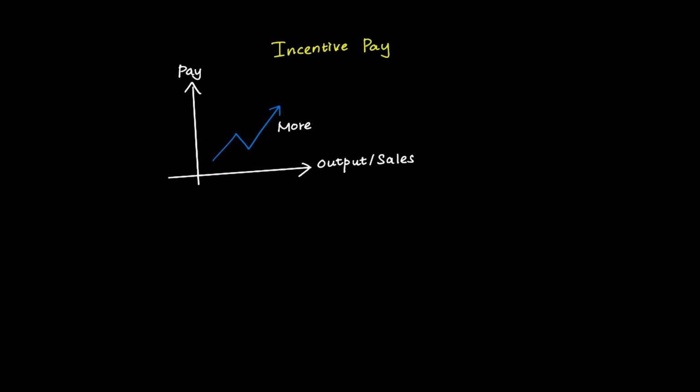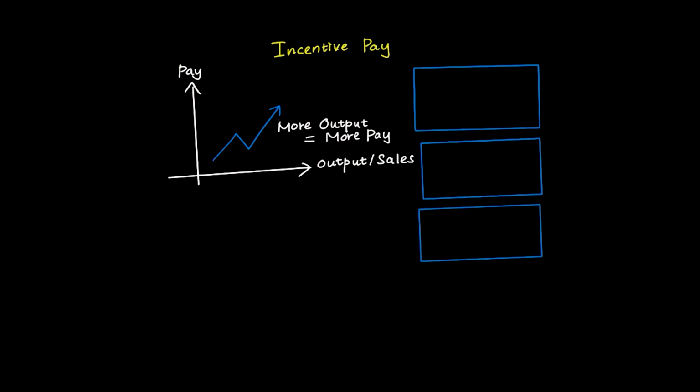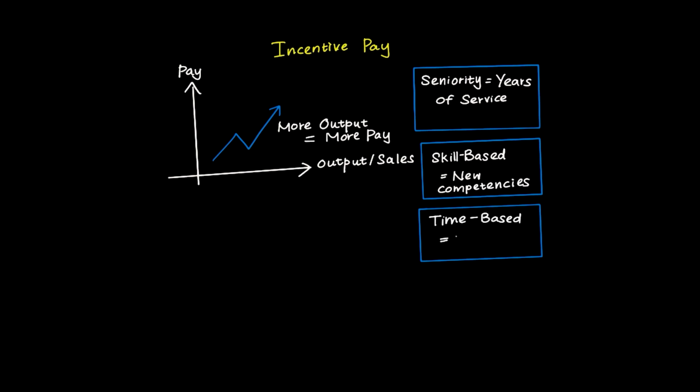Incentive pay directly links compensation to measurable output or productivity. A sales rep earning commissions based on sales volume is receiving incentive pay. The more you produce or sell, the more you earn. Seniority-based pay increases with years of service regardless of output. Skill-based pay rewards learning new competencies. Time-based pay compensates hours worked, not results. Incentive pay is the performance-output connection.